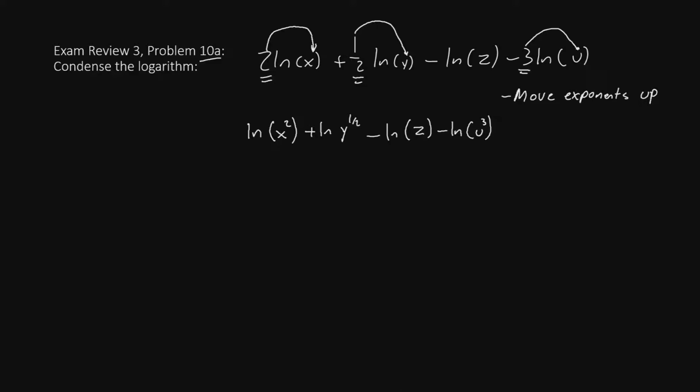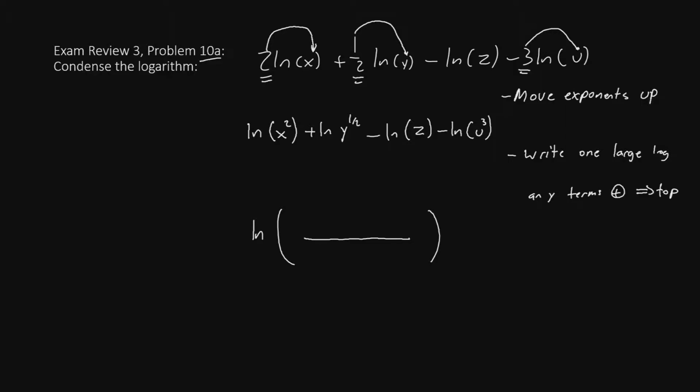After we've moved our exponents up, we're going to write one large log. It's going to start with ln, and we'll put a fraction bar in the middle. Now, any terms that are positive are going to go to the top of that bar, and any terms that are negative are going to go to the bottom of that bar.